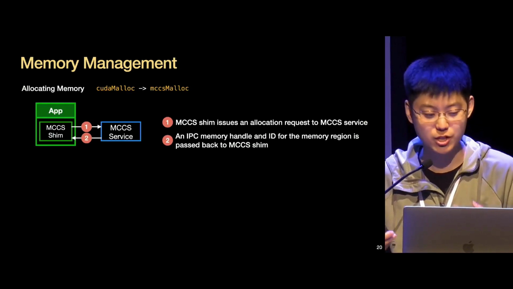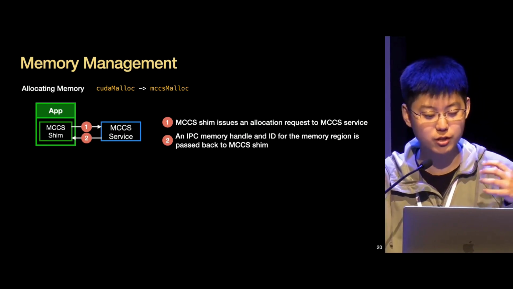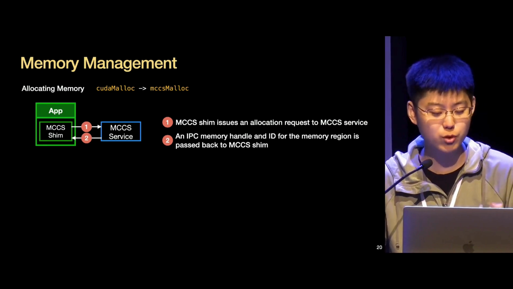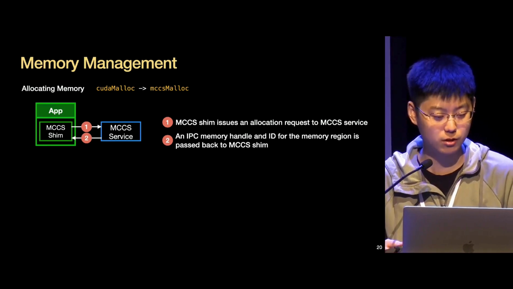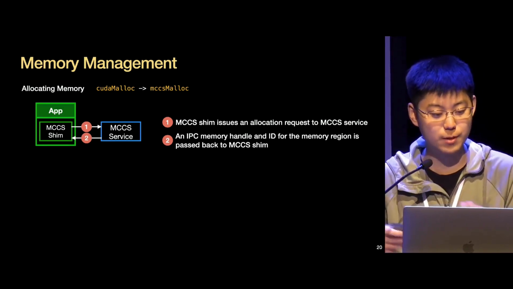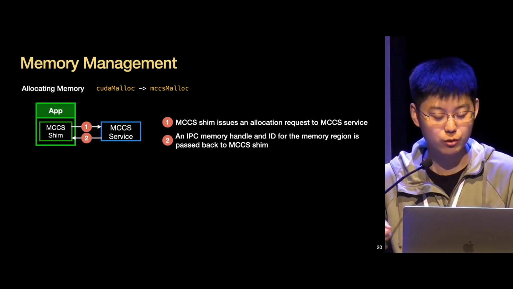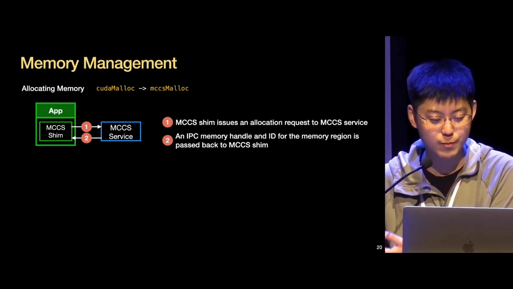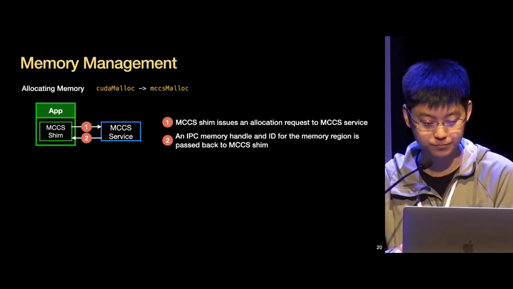First is memory management. To allow both processes to use the same shared GPU buffer, we must do some extra work around cudaMalloc. That's why we provide mccsMalloc. Internally, mccsMalloc sends the allocation request to the MCCS service. The service leverages CUDA memory APIs and the CUDA IPC mechanism to allocate a device-registered memory buffer and pass a handle to the memory buffer back to the user shim.